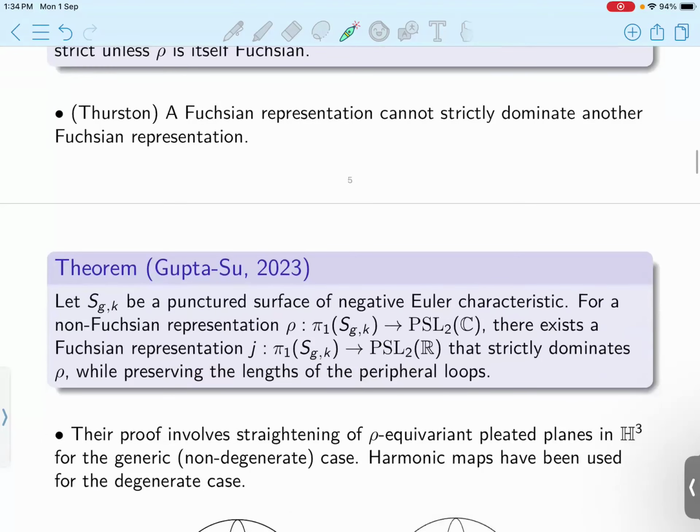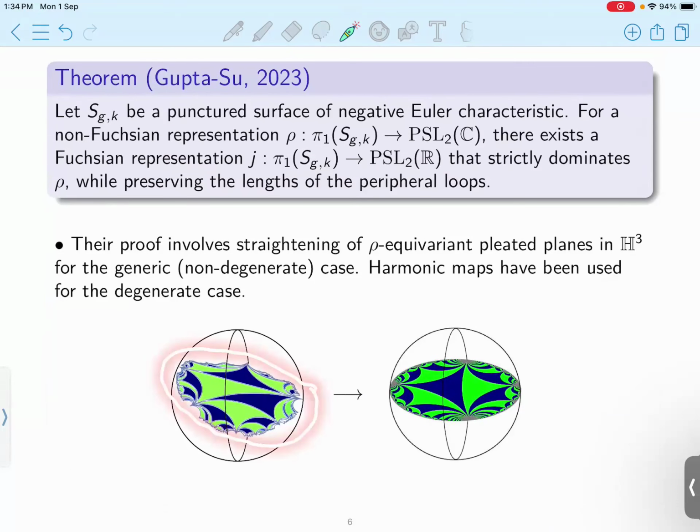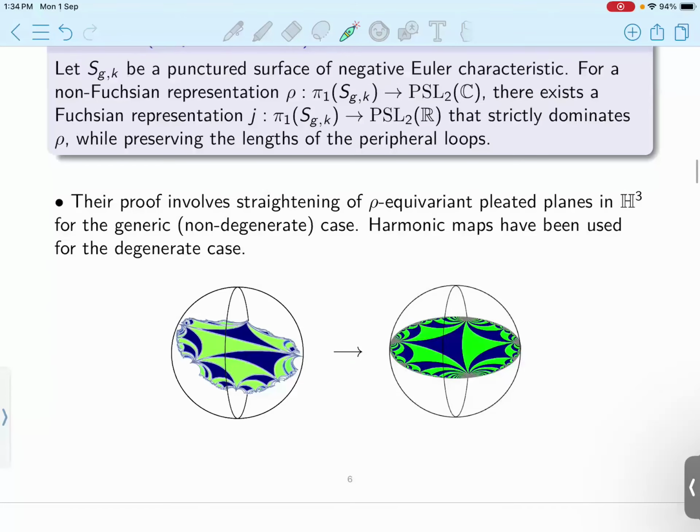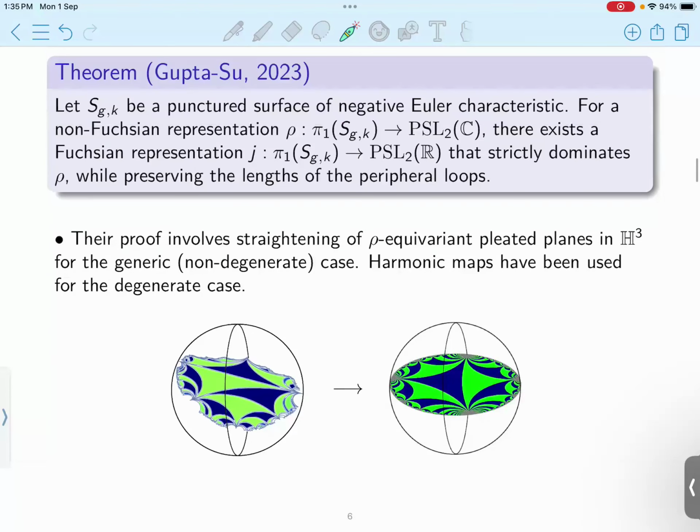Their proof involves straightening of rho-equivalent pleated planes in H3. As you can see in the picture, on the left hand side is the rho-equivalent pleated plane in H3, and their proof was completely geometric. Now observe the last line of the theorem, which says while preserving the lengths of the peripheral loops. So why do we want to preserve the lengths of the peripheral loops?